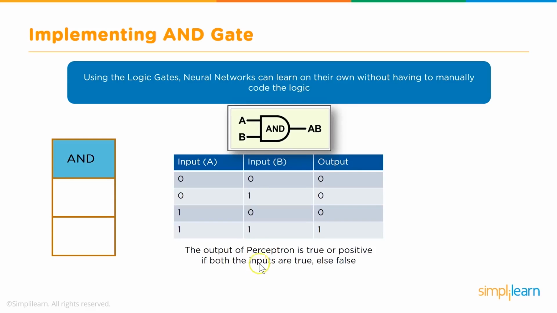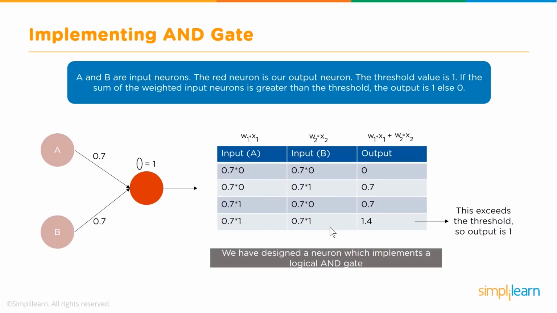So this is how an AND gate works. For the inputs A and B, the neuron should be fired only when both the inputs are 1. So if you have 0, 0, the output should be 0. For 0, 1, it is again 0, 1, 0 again 0, and 1, 1, the output should be 1. So how do we implement this with a neuron?